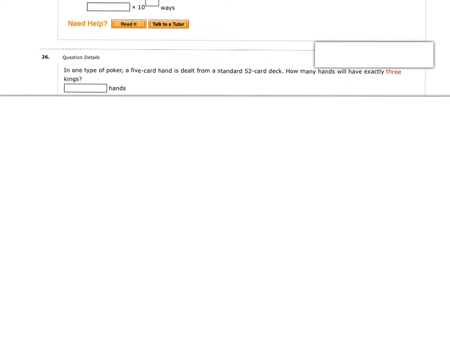All right, next up here, it says in one type of poker, a 5-card hand is dealt from a 52-card deck. How many hands will have exactly 3 kings? So for this one, for a 5-card hand for poker, this is always going to be a combination. The order does not matter because you can always rearrange your hand. So what I'm going to do here is a combination for the kings, and a combination for the other cards as well. And I have to multiply these together.